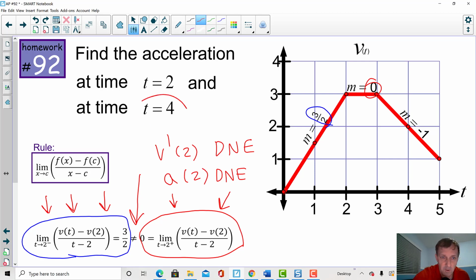Remember, when t was 4, we were fine. The slope was -1, so that meant the acceleration was -1 at that time. And that's pretty much it. So now we can go ahead and just try some of these examples from our homework.